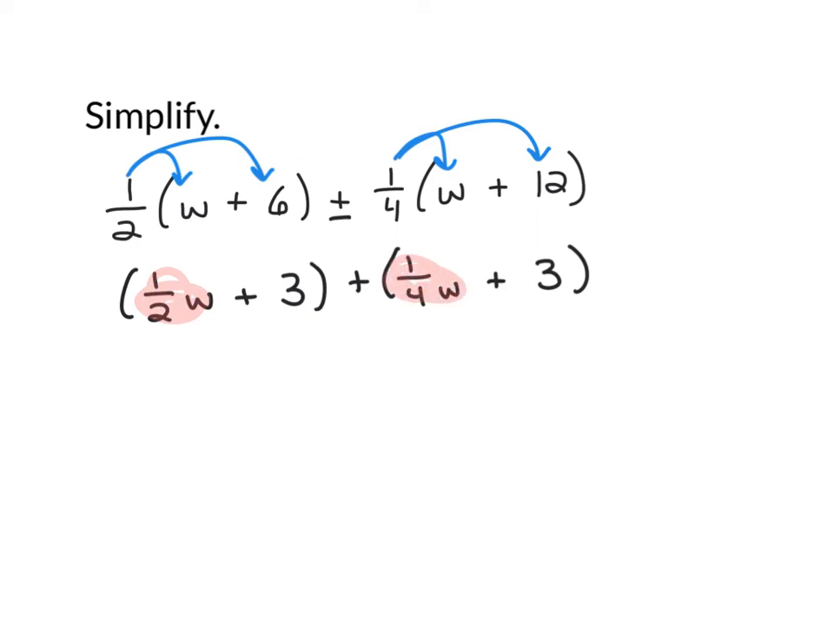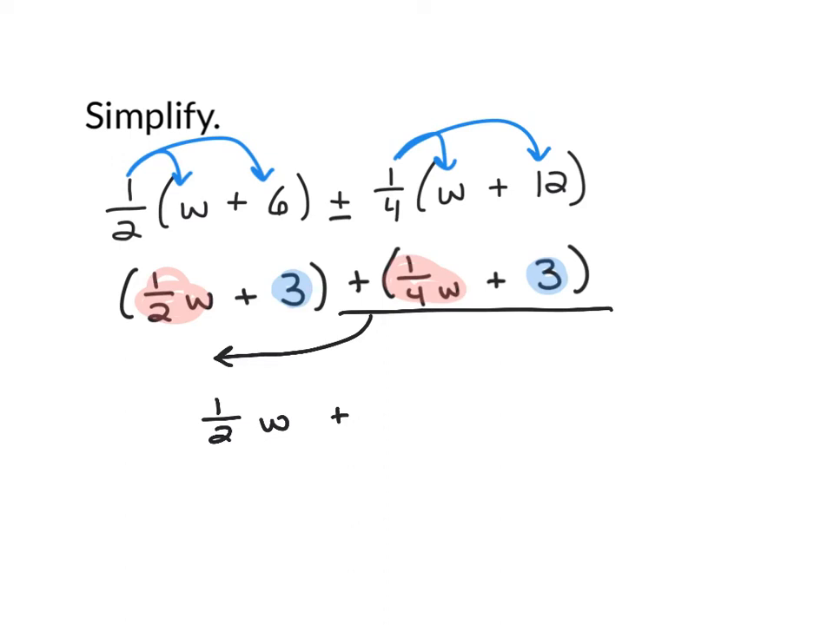They're like terms because of that w. It's the same variable at the same power. And then that leaves us with the numbers or the constants. We have a 3 and we have a 3. All right, I'm going to take this plus 1/4 w plus 3, and I'm just going to slide it right down, and I'm going to use my columns lining up my like terms.